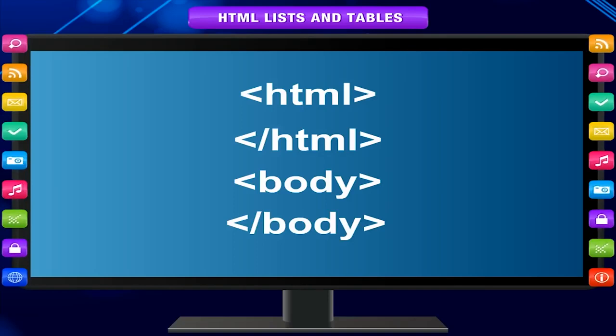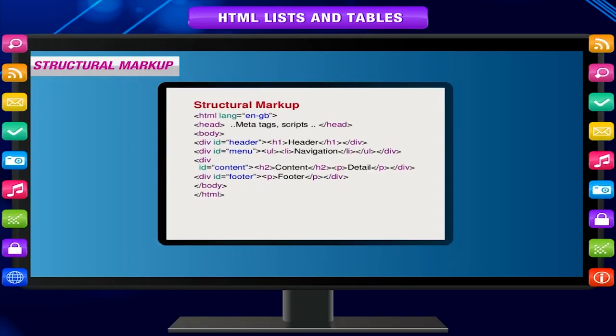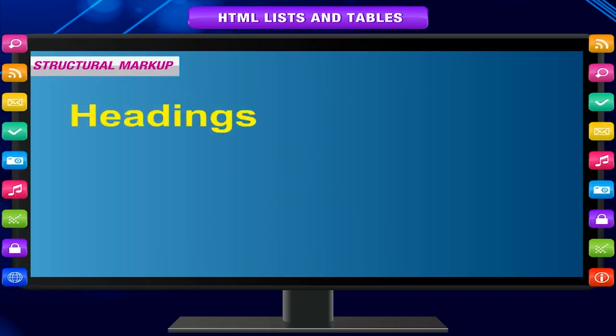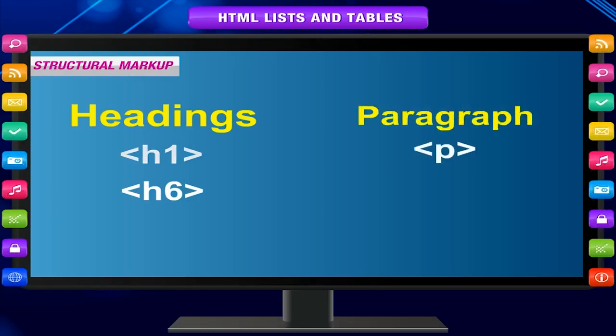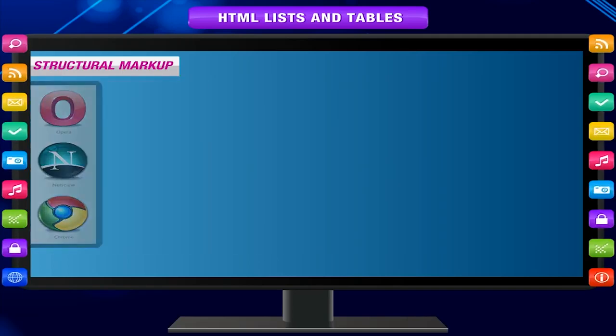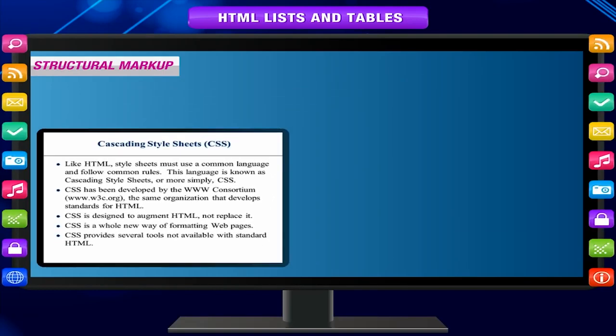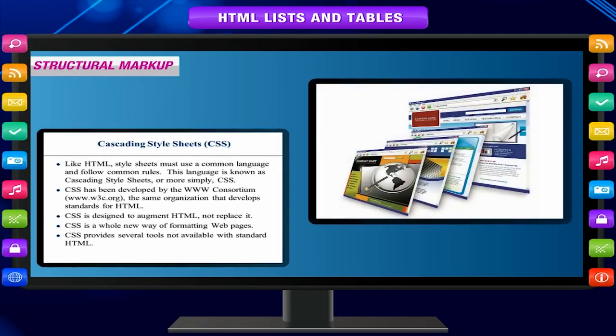There are several types of tags or elements in HTML. Structural markup. The structural markup tags describe the purpose of the text. These consist of headings H1 to H6 and paragraph P tags. Most browsers display these in a default style, but we can use cascading style sheets or CSS to style the contents of a web page. Sometimes the style attribute is also used in the tags to format the HTML document.